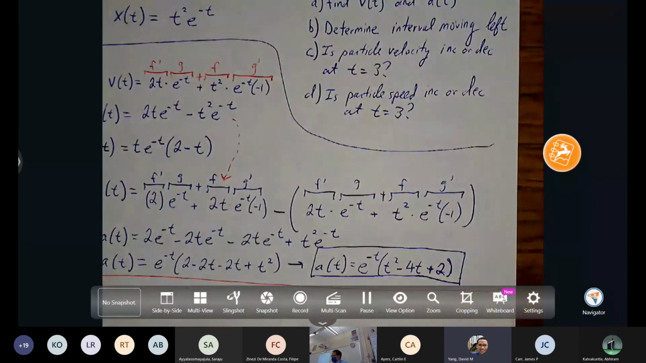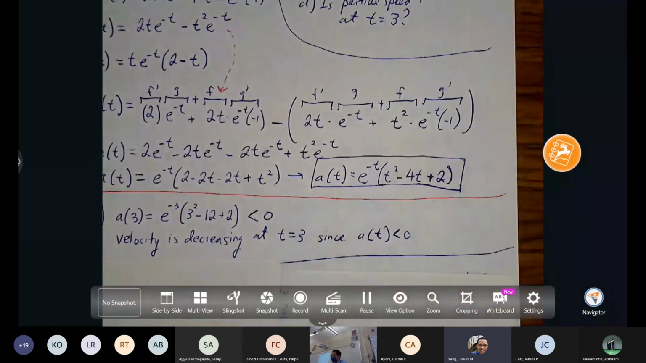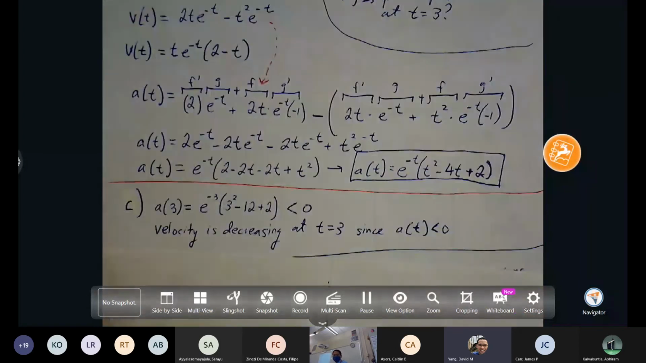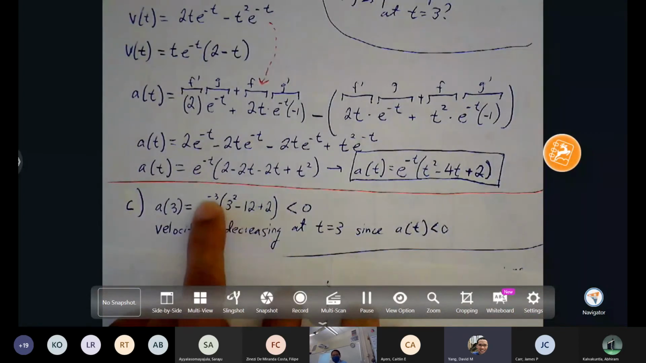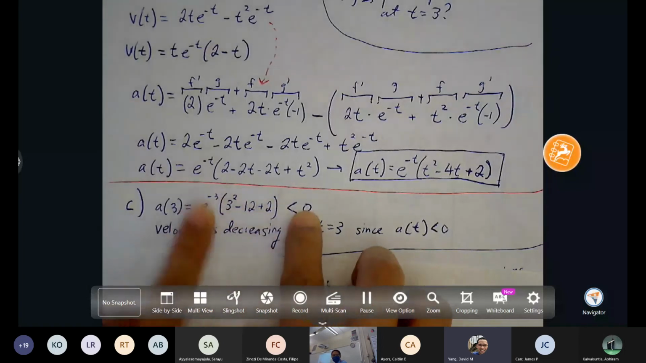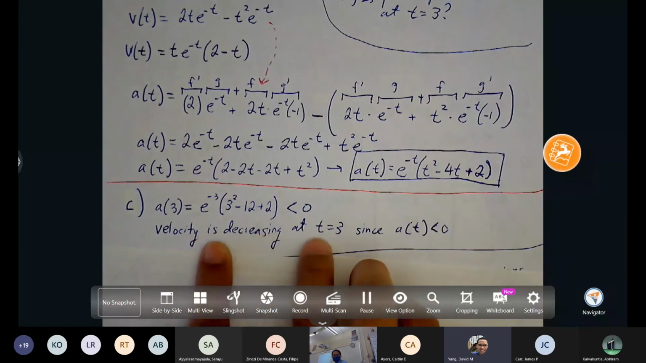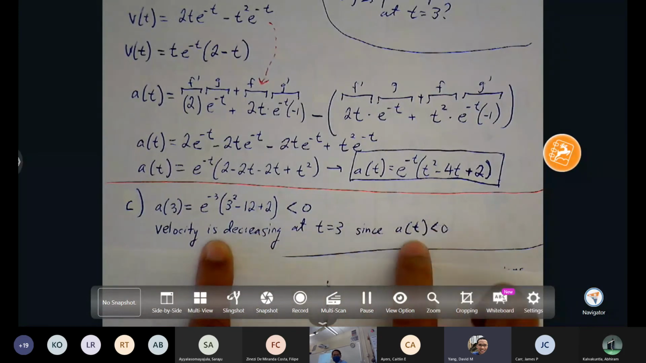So we plug 3 into the acceleration function. E to the -3, that's a positive value. And then we get 9 minus 12 plus 2, that's going to be -1. So I'm getting a negative acceleration. Therefore, velocity is decreasing. My reasoning is because my acceleration is less than 0.